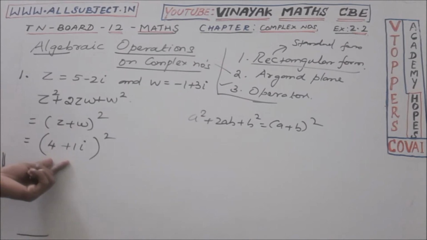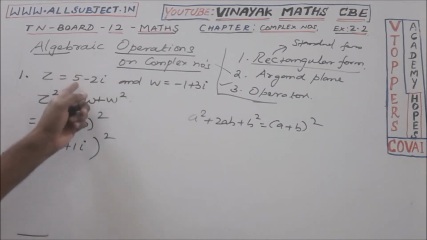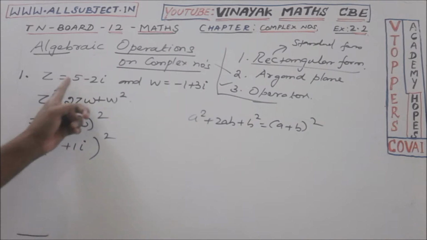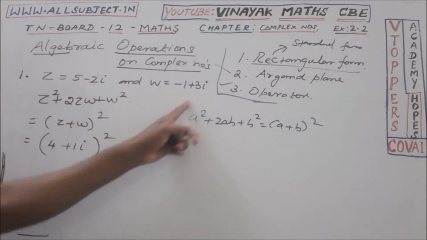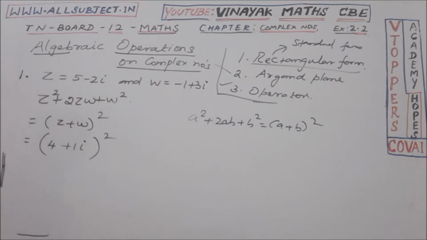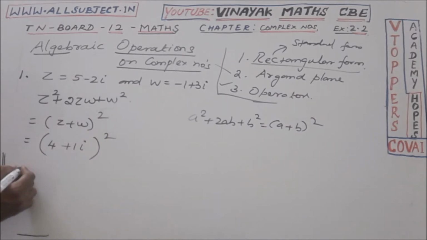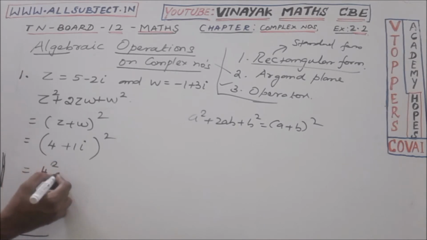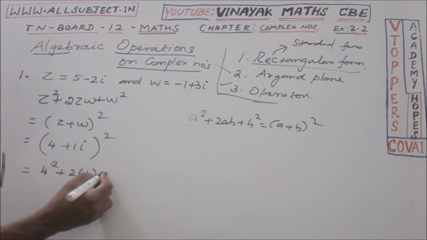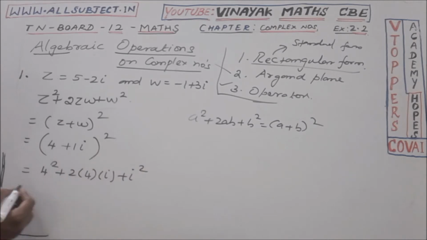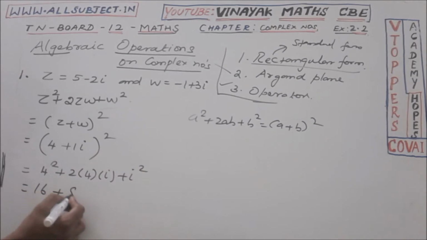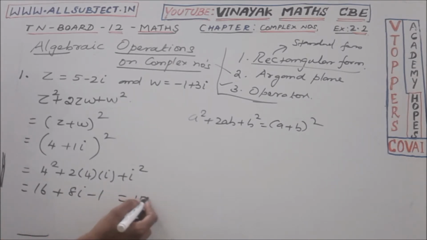The sum of these two is z plus w, adding the real and the corresponding imaginary values here. 5 minus 1 is 4, minus 2i plus 3i is 1i. Now expand it. Expand, or you can multiply twice, 4 plus i into 4 plus i. Both ways you will get the answer. So 4 square plus 2 into 4 into i plus i square. This is equal to 16 plus 8i. i square is minus 1, which is equal to 15 plus 8i. That is the answer for the 5th subdivision.